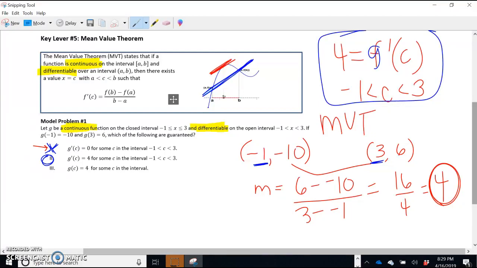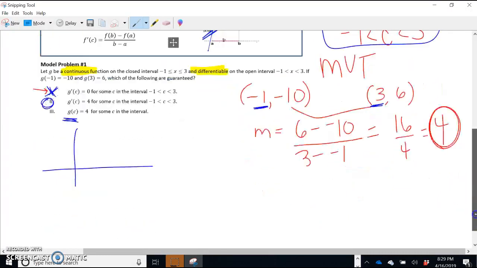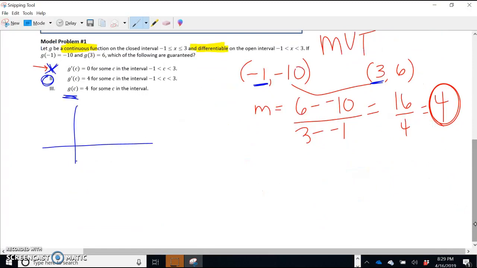The third statement here actually has nothing to do with the mean value theorem, because if you'll notice, there's no prime on that g right there. So perhaps a picture would help us out. If on one side of the graph I have a point at -1, -10, so that's somewhere way down here. And on the other side of the graph I have a point at 3, 6, that's somewhere up top. Sorry, that's really hard to see.